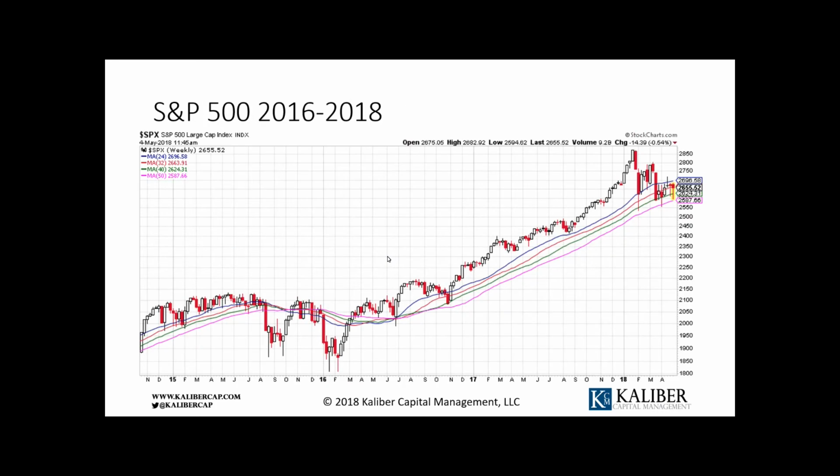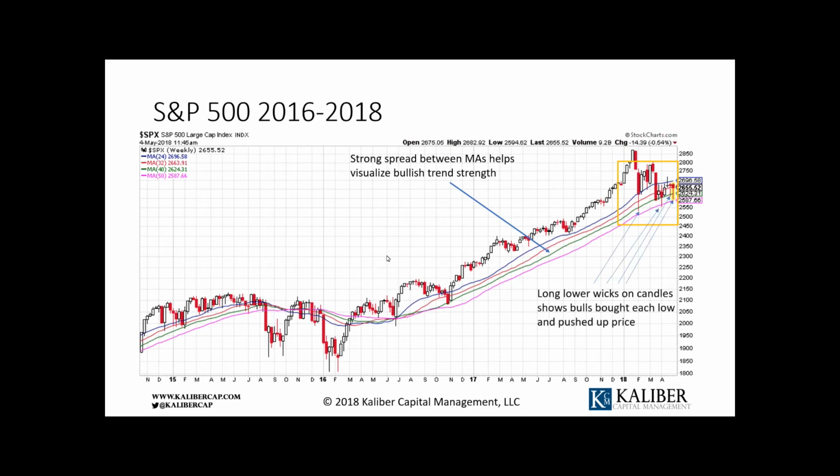Since fractals repeat on smaller and smaller timescales, let's zoom in a little closer. From July of 2016 to January of 2018, we see strong spreads between the moving averages, showing that the primary trend is intact. If we look at the current correction, we can learn something from the candlesticks. Notice that many of the candles in the weekly chart have long lower wicks. The long lower wicks show us that the bulls are buying on the dips. Selling pressure is showing signs of having been wrung out of the market, paving the way for a potential path to the upside over time.